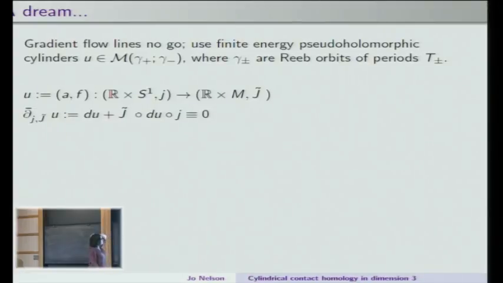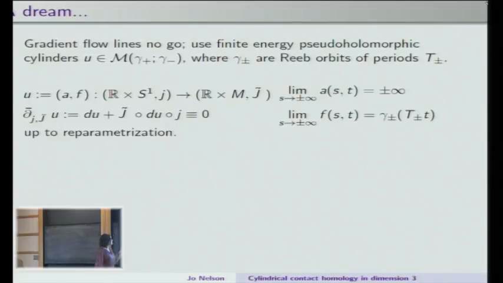It's a pseudo-holomorphic curve because this J that we're putting on the symplectization of the contact manifold is going to be almost complex, not integrable in the sense of a contact distribution, but in the sense of several complex variables and complex manifolds. So this is just the standard d-bar equation. And then we want these cylinders to limit on closed periodic Reeb orbits. So this is just the standard way to write this down.